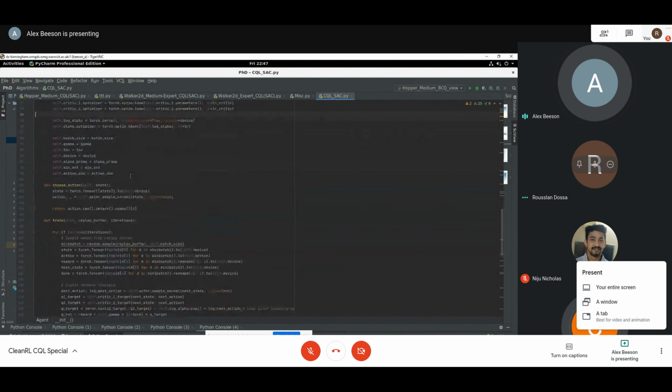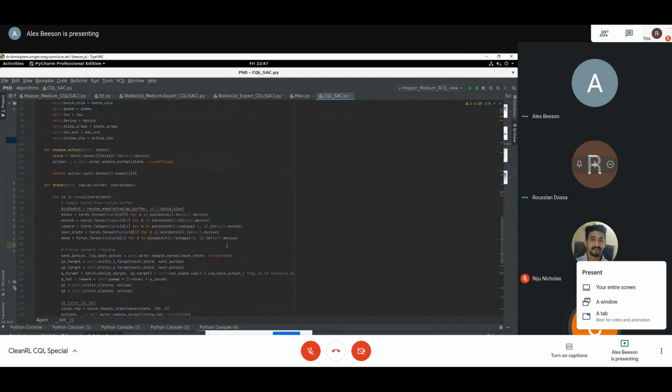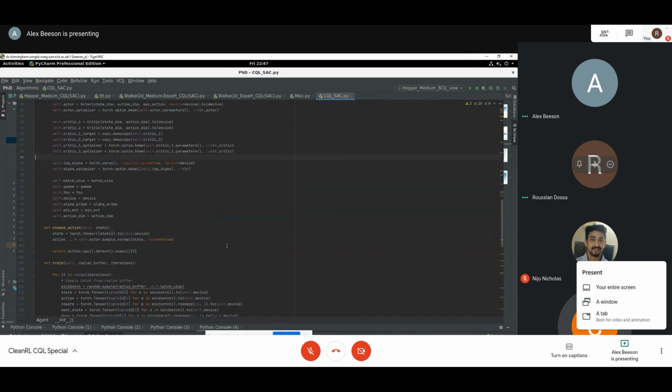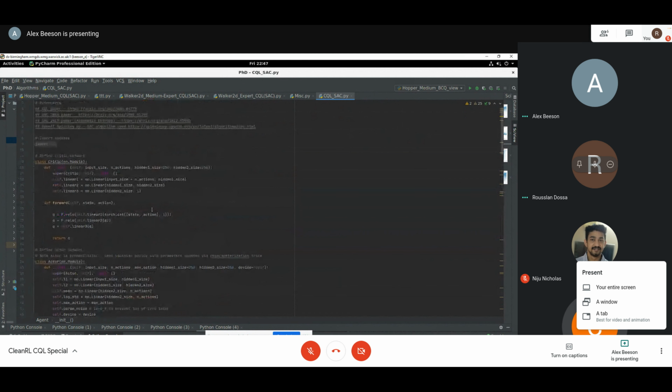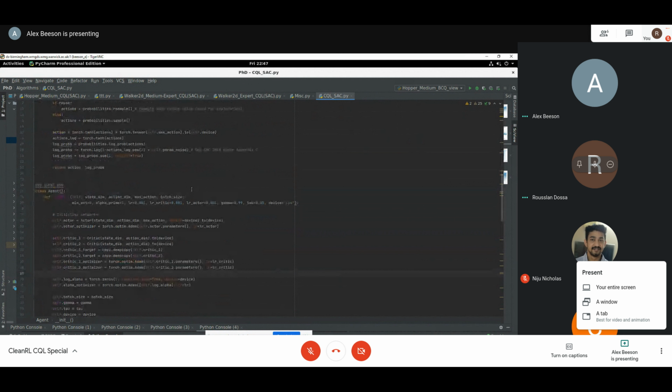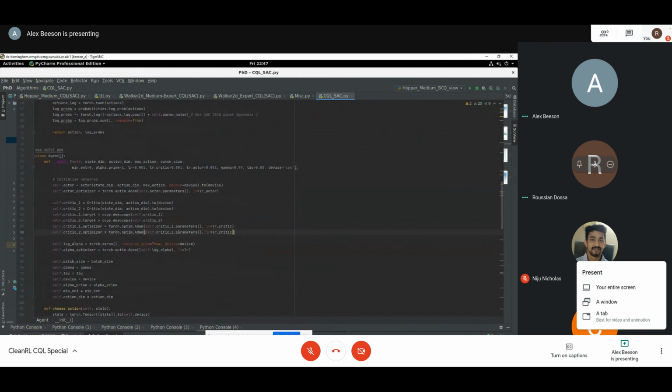Also, quick question. Could you go back to the critics definition real quick? I noticed you have 2 optimizers for critics 1 and critics 2, right? But since you're using the same learning rate, would it make a difference? Or is there a difference between using different optimizers versus just using one single optimizer for the alpha and critics?